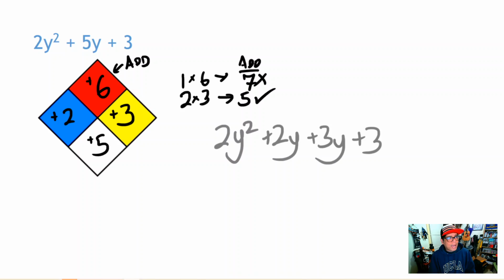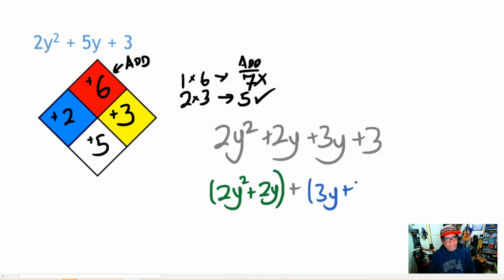Let's write our factoring groups. We've got a 2y squared plus 2y. We'll put a plus sign in the middle, and then we'll get a 3y plus 3. And we'll take a look. From the green group, it looks like, well, they both have a 2, so I'll put a 2. And of course, like normal, they both have a y, so we'll put a 2y there. 2y squared divided by 2y is just a y. 2y divided by 2y is 1.